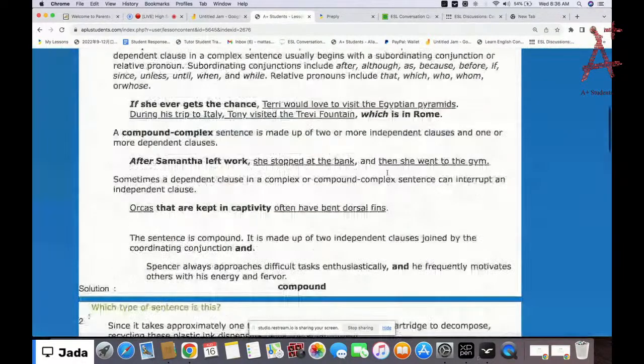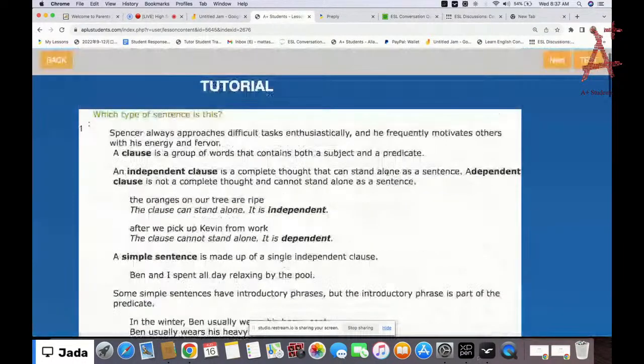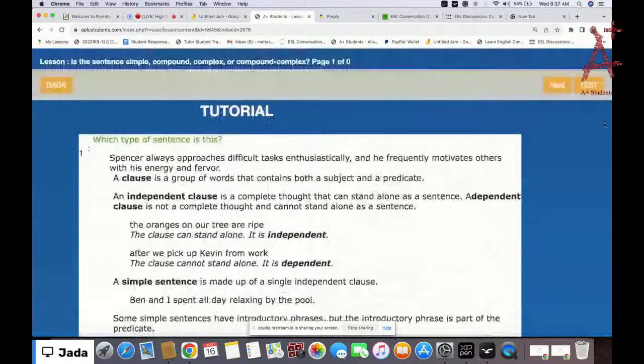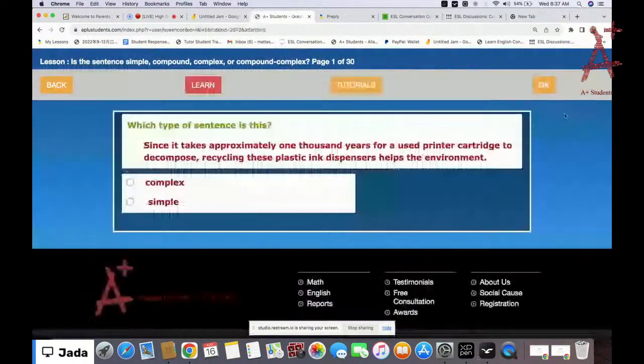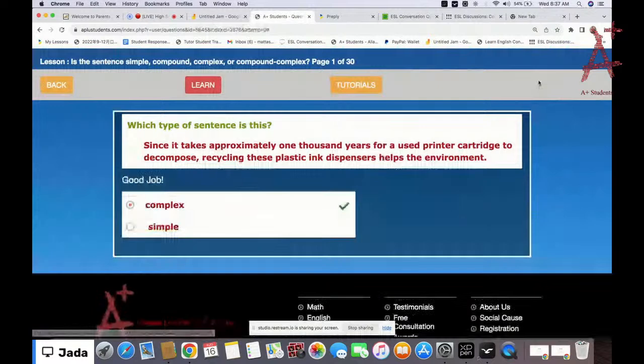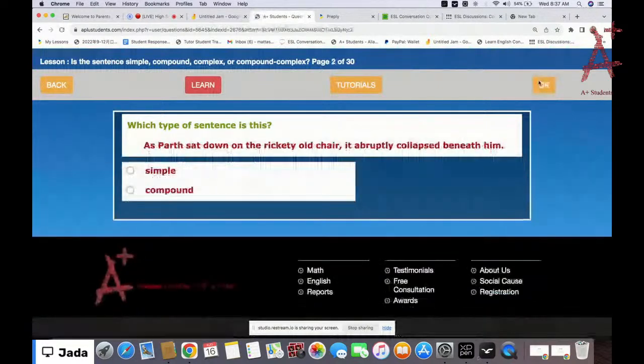Let's move on to the test now. Okay. So this was complex because it was part of the tutorials. Yeah. Now as Pat sat down on the wicked old chair, it abruptly collapsed beneath him.